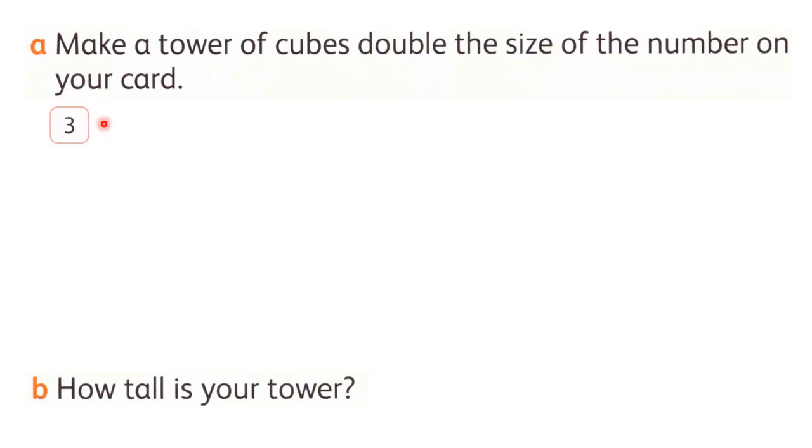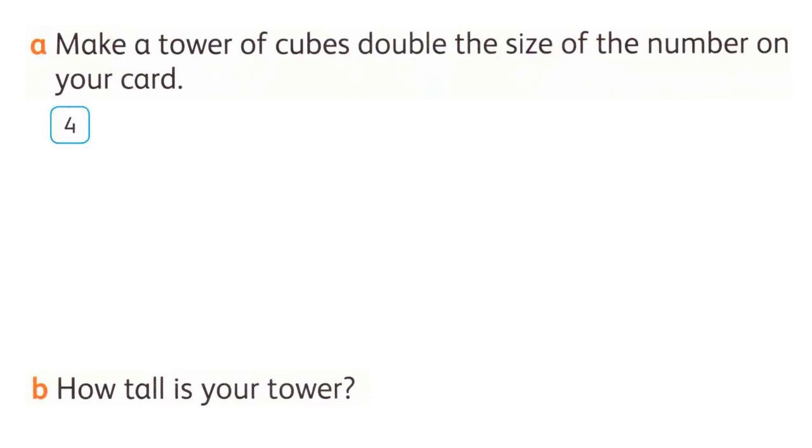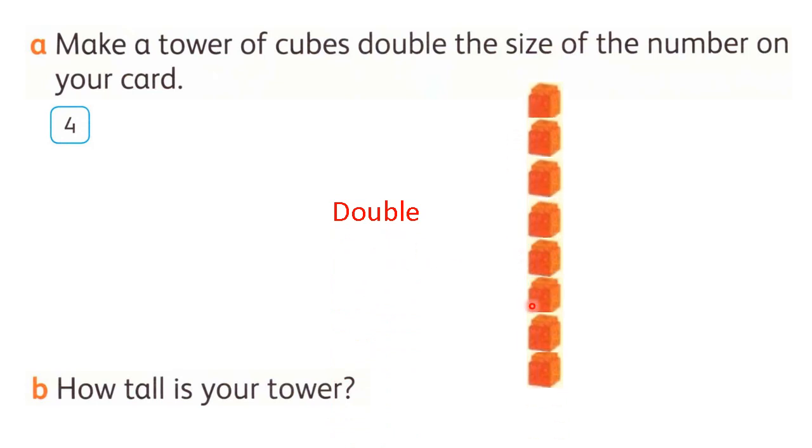Our next card has 3 on it. Here we have 3 cubes. Now double 3. We form a tower with 6 cubes. Number 4 on our card. So 4 cubes. Double 4, that's 4 and another 4, which is a total of 8 cubes in the tower.